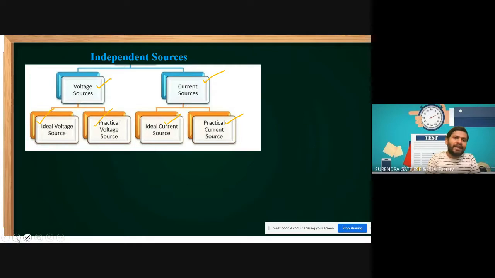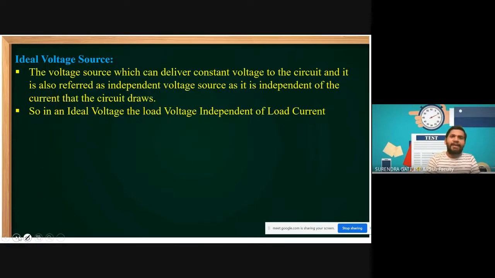Now we'll see in detail the discussion of ideal and practical sources, students. Very important for competitive exams. Yes, students, all of you please concentrate. Here I am discussing what is an ideal voltage source, what is a practical voltage source, what is an ideal current source, and what is a practical current source. First, concentrate on the ideal voltage source.